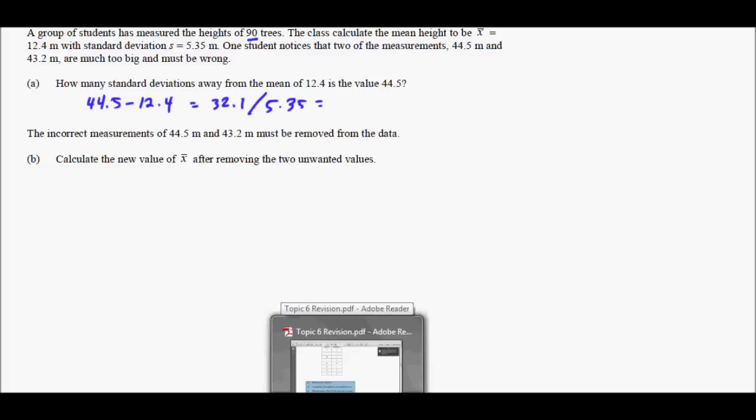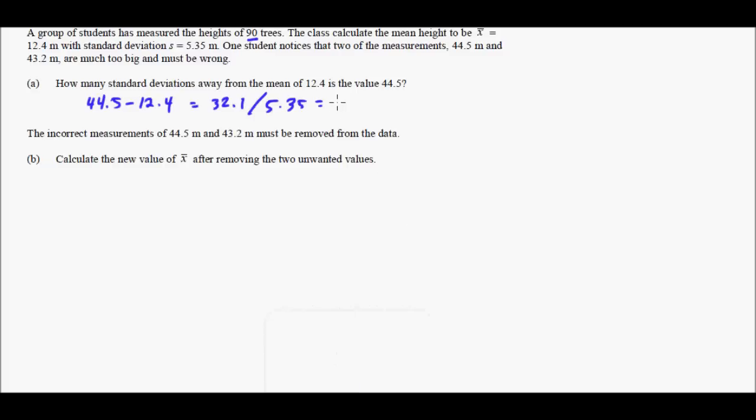So how many standard deviations away from the mean of 12.4 is 44.5? Well, we just have to find 44.5 and subtract the mean, 12.4. 44.5 minus 12.4 would be 32.1. Now, the standard deviation is 5.35, so we just have to divide by 5.35. So if we do 32.1 divided by 5.35, you get 6. Okay, so that's pretty straightforward.